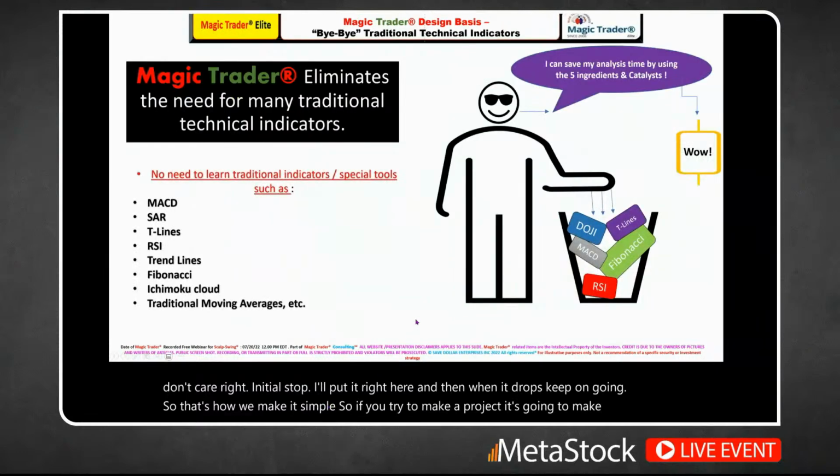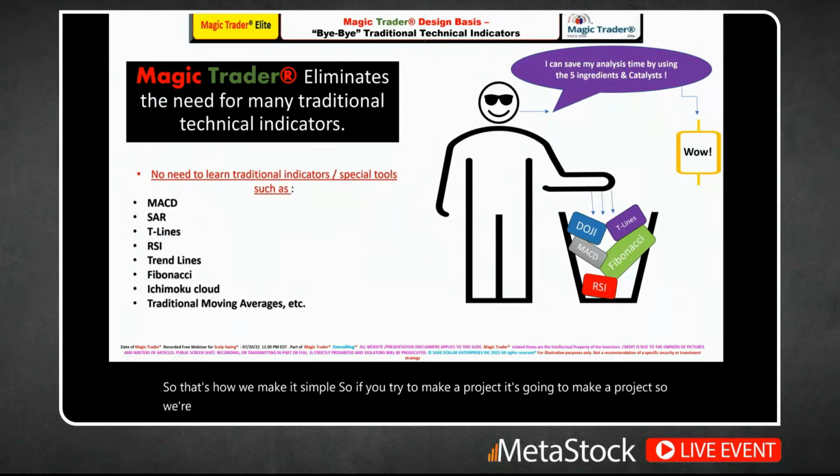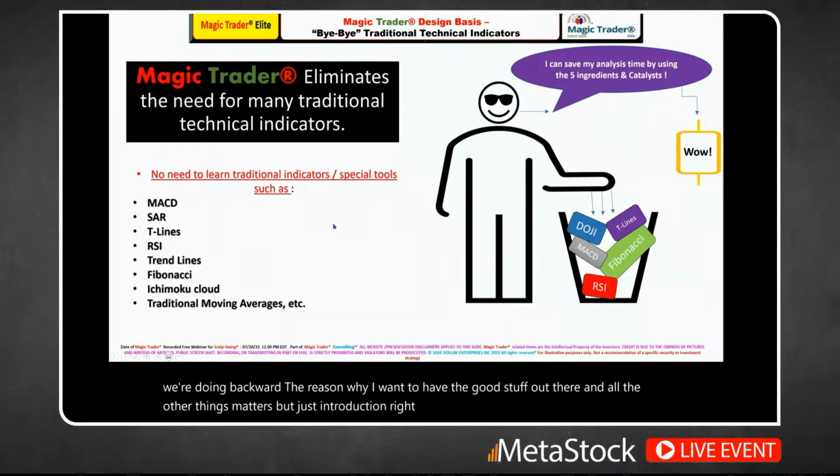So we're doing it backward. The reason I want to have the good stuff out there first is that all the other things matter, but they're just the introduction, right? It's backward, and I do it because I always read books from the back to the front. I don't have patience in between. So we look at the back of the book first, and now we're going to the front of the book, how it was created. So at least you don't get bored.